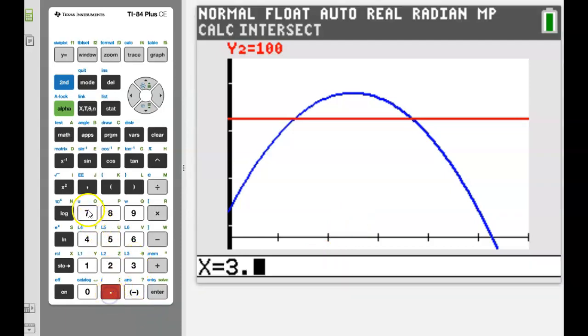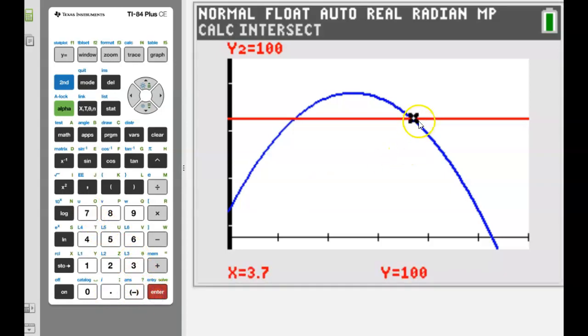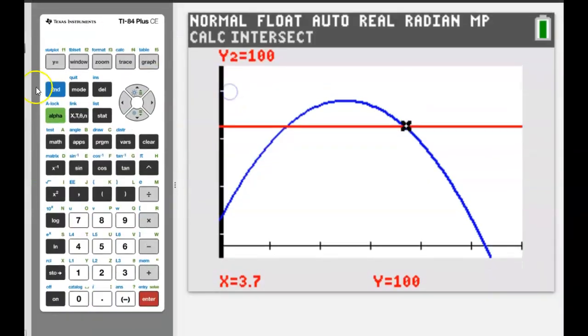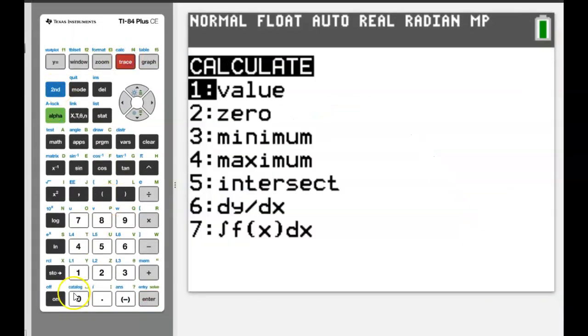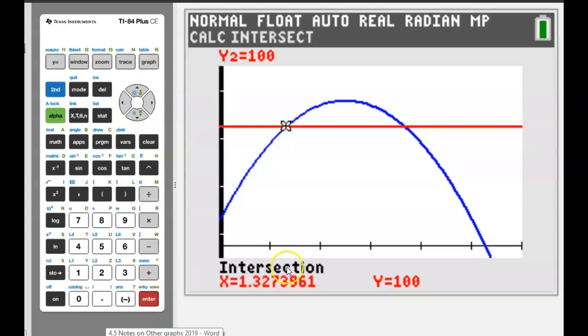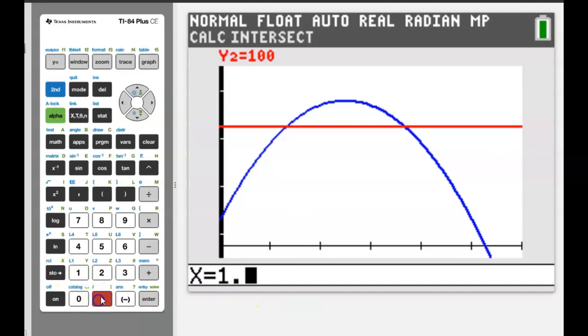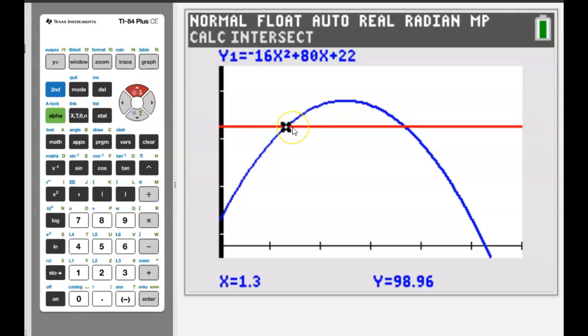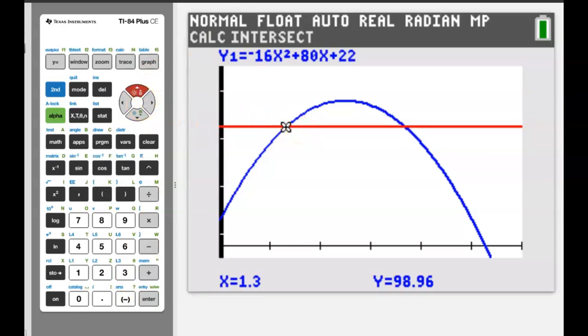I'm not going to be real picky. Honestly, if you typed 3.7, it does show it's at 100, so it's not really above, but it's close enough. What was the other intersection point again? Second trace intersect, but this time I need to scroll closer to this for my guess so that it finds this one. The guess is what helps you locate which one it's finding. Now it says intersection, so I have 1.3. If I actually were to type 1.3, oh, you know what? I'm not on the right one. It's actually just below 100, but I'm not going to be that picky.